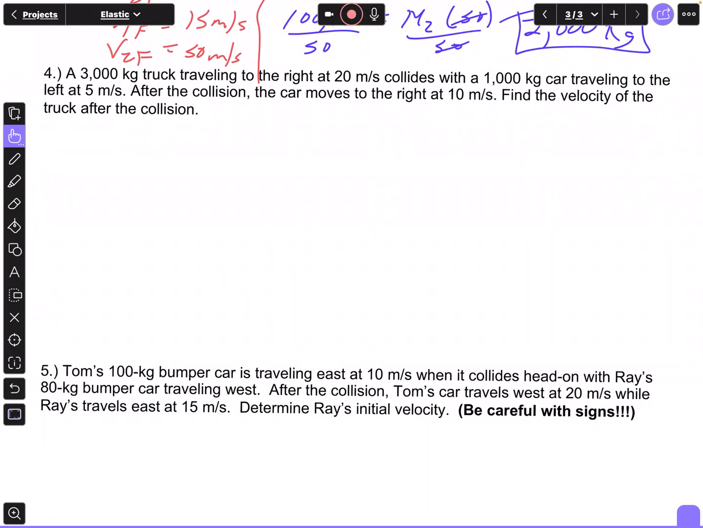Okay, next problem. A 3,000 kilogram truck traveling to the right at 20 meters per second collides with a 1,000 kilogram car traveling to the left at 5 meters per second. After the collision, the car moves to the right at 10 meters per second. Find the velocity of the truck after the collision. Again, if we want to draw this, I'm just going to use a box for my first object.